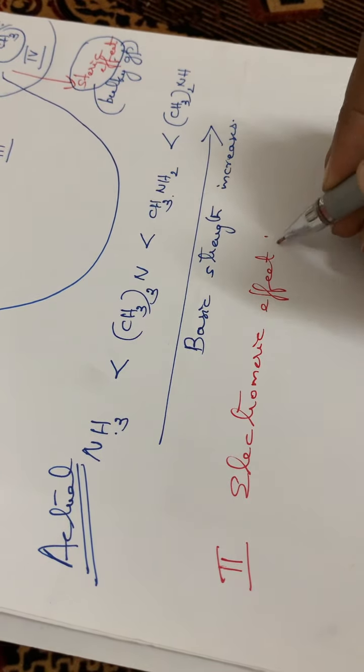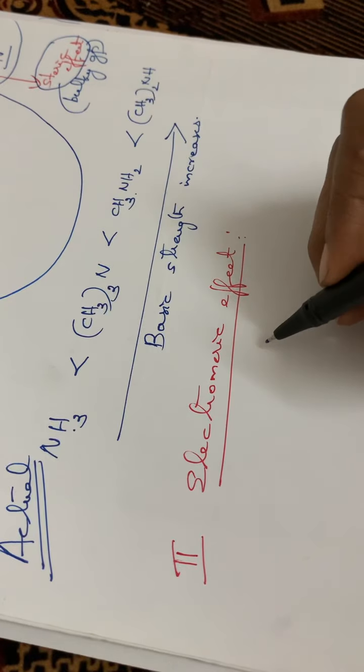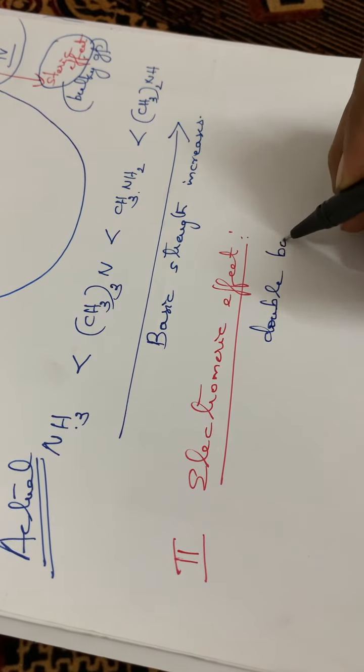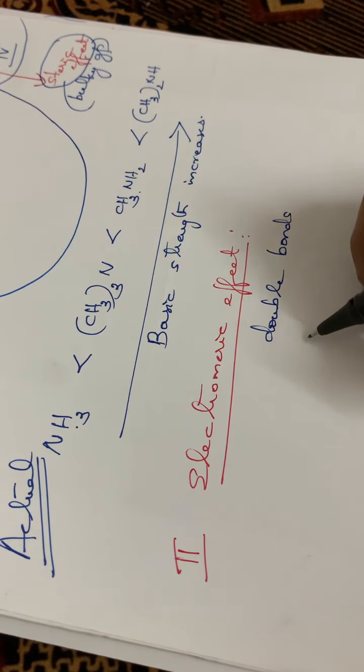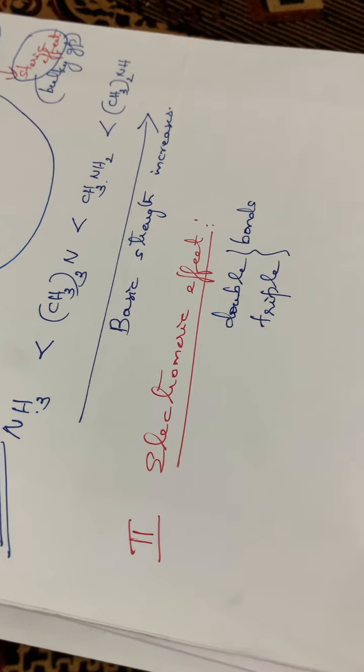Electromeric effect. In the case of the electromeric effect, this takes place in double bonded compounds or triple bonded compounds. The electromeric effect will be happening in double as well as triple bonds.